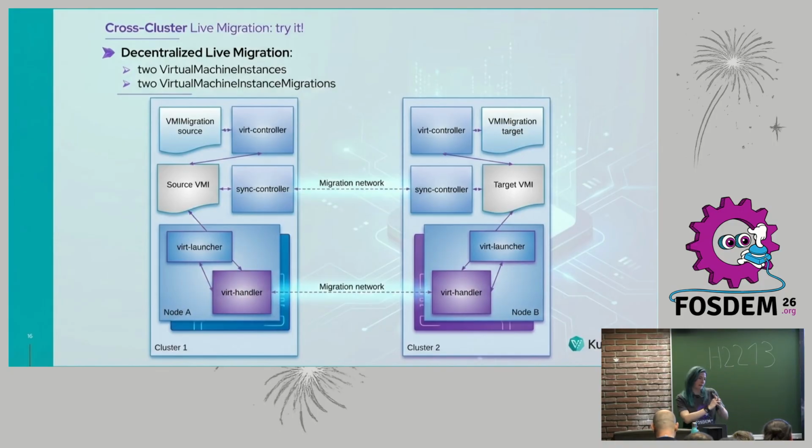With the decentralized live migration, you now have two VMIs, two virtual machine instance migrations, and you have a sync controller that serves as a source of truth between the source and destination VMI. A very important part of this is that your virt handlers need to be connected through the migration network, and your sync controllers need to be able to talk to each other through the migration network.